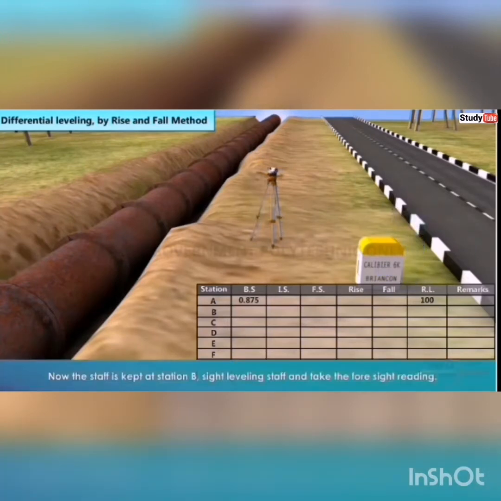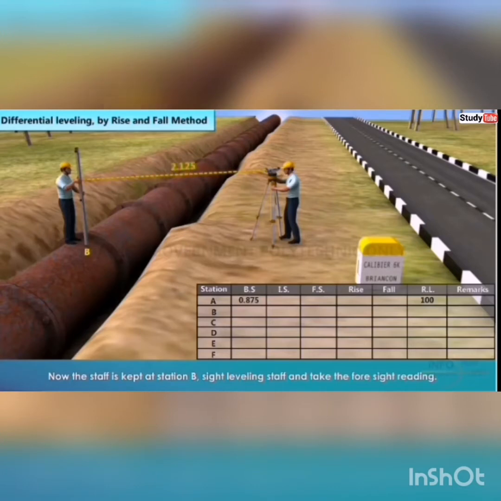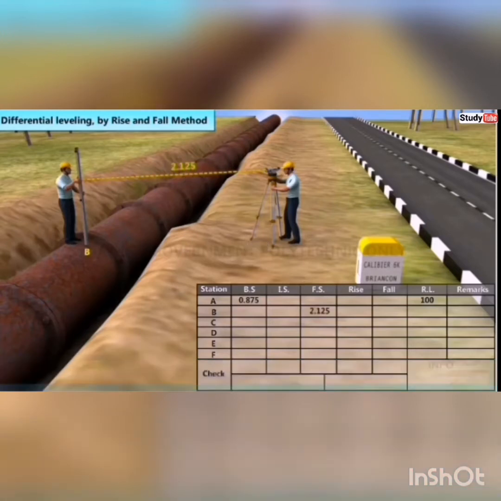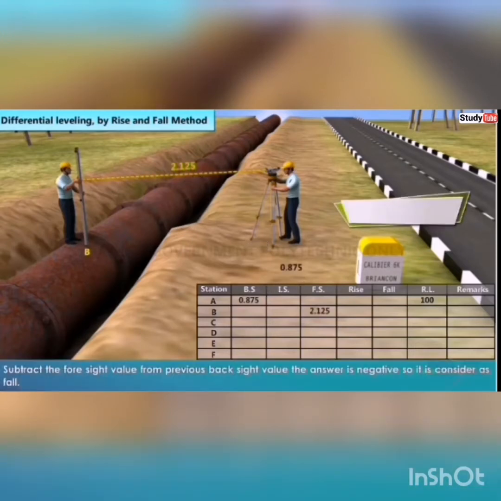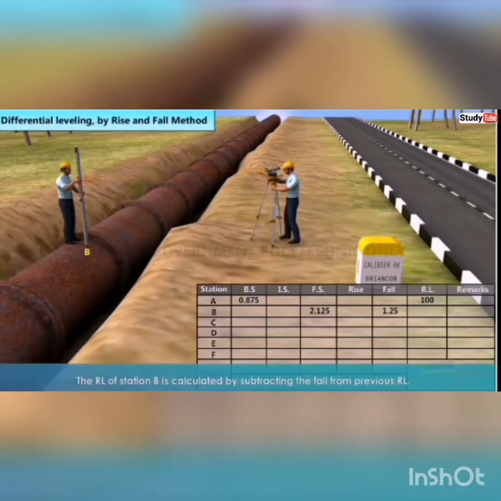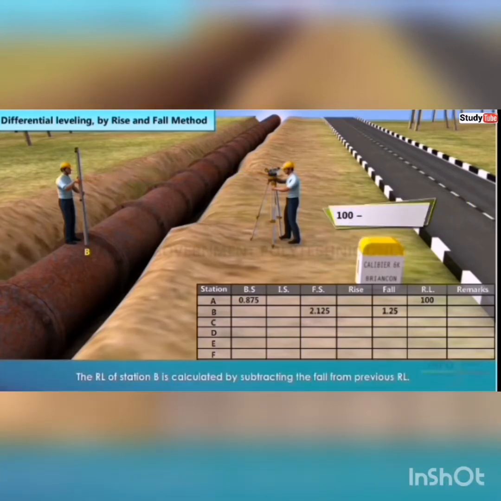Now the staff is kept at station B. Sight the leveling staff and take the foresight reading. Subtract the foresight value from the previous backside value. The answer is negative, so it is considered as fall. The RL of station B is calculated by subtracting the fall from the previous RL.